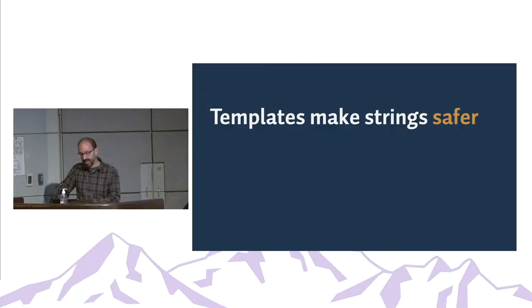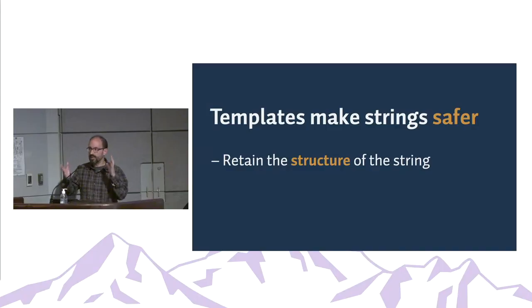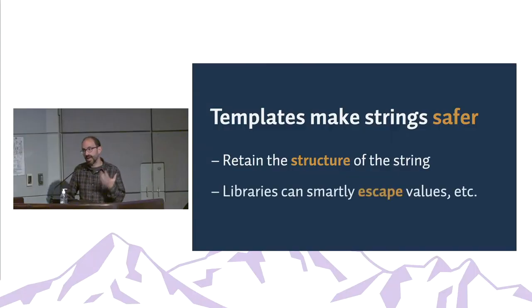So templates make strings safer. And the easy way that they do this is that they retain the structure of the string. So the template instance holds on to what is static and what is dynamic. And one way you can interpret static and dynamic if you're building a library for SQL or HTML is trusted and untrusted content. And so as a result, libraries that use t-strings can smartly escape values.